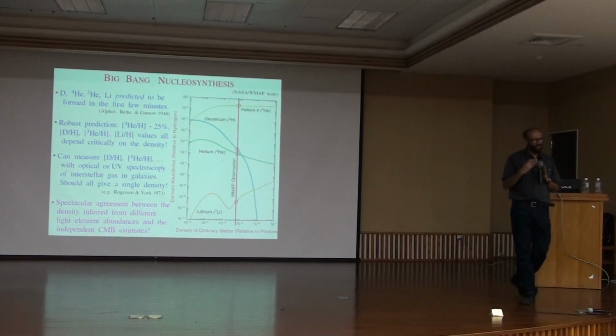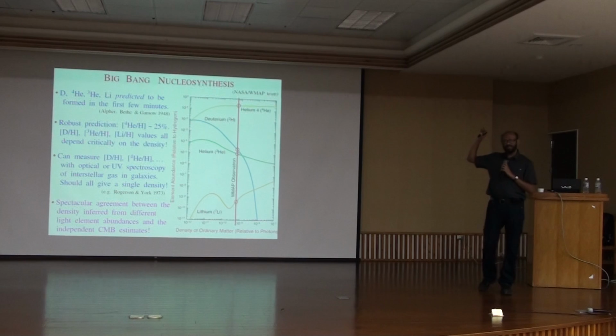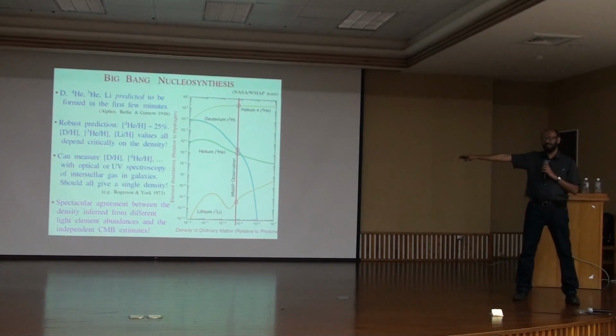The tragedy is that George Gamow, who is one of the greatest scientists of the 20th century, did not get the Nobel Prize for this. That was because he was dead. He died early. Remember, this was predicted in 1948. These measurements were done in the 1970s. The first deuterium measurement happened in 1973.